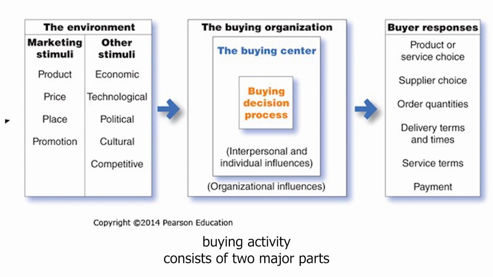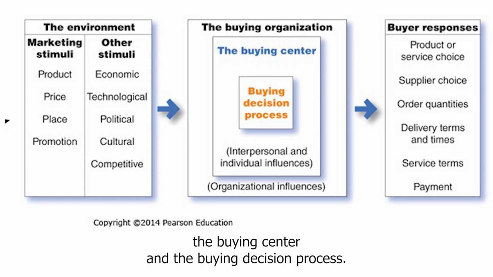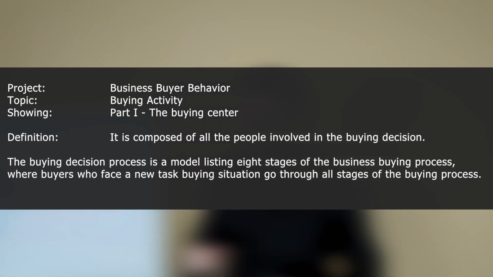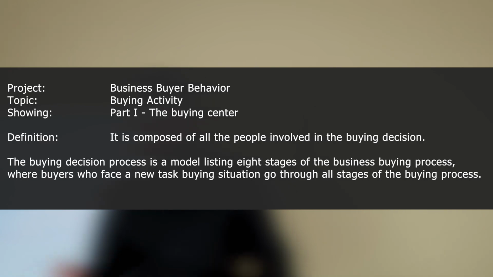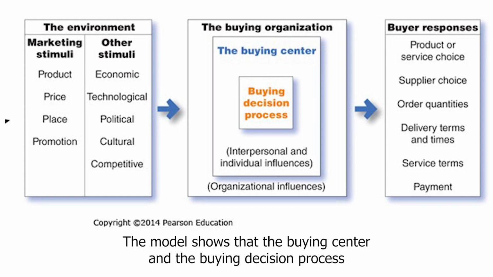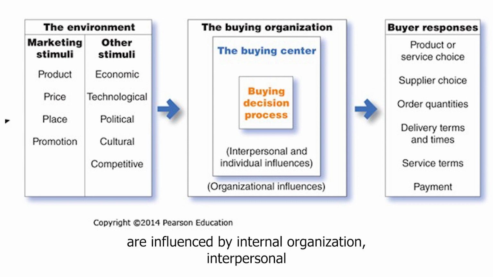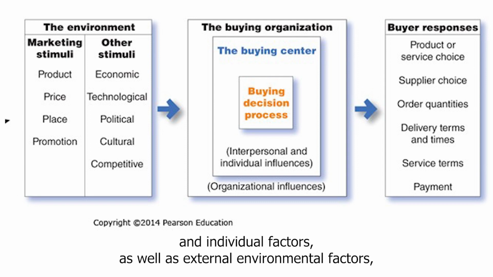The buying activity consists of 2 major parts: the buying center and the buying decision process. The buying center is composed of all the people involved in the buying decision, while the buying decision process is a model listing 8 stages of the business buying process, where buyers who face a new task buying situation go through all stages of the buying process. The model shows that the buying center and the buying decision process are influenced by internal organizational, interpersonal and individual factors, as well as external environmental factors.